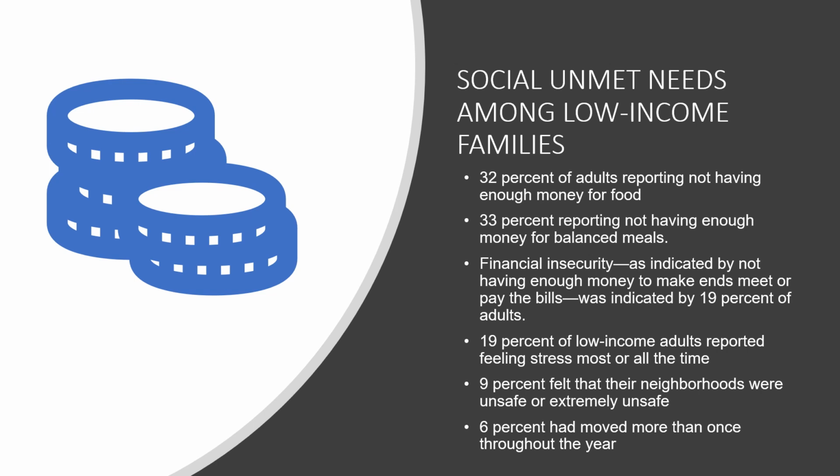We have financial insecurity, as indicated by not having enough money to make ends meet or pay bills, reported by 90% of adults. 19% of low-income adults reported feeling stressed most or all of the time, and with stress comes depression, and that's the reason why we have social determinants of health. 9% felt that their neighborhoods were unsafe or extremely unsafe. 6% had moved more than once throughout the year. That is not good. So we'll move on.